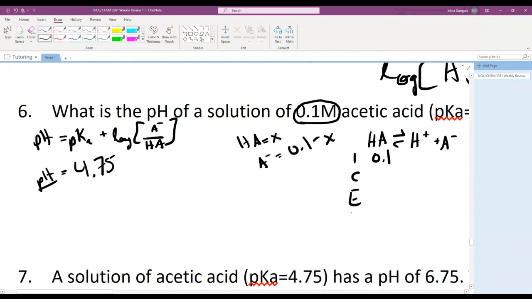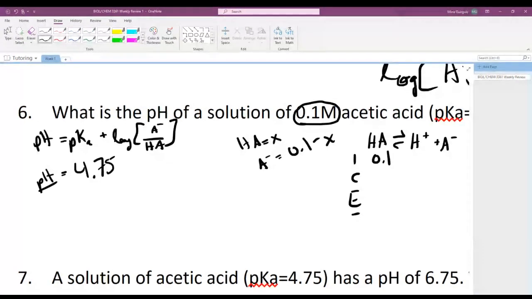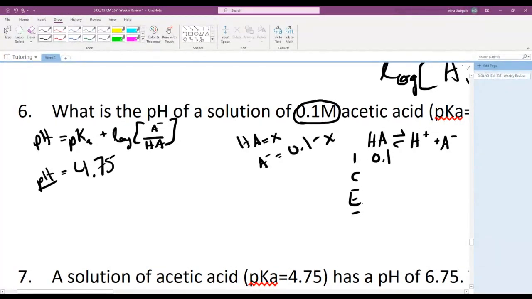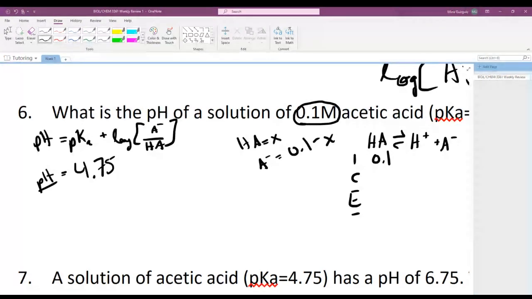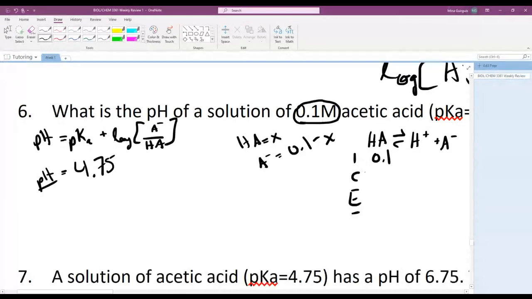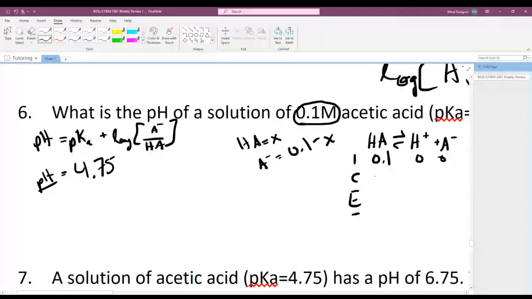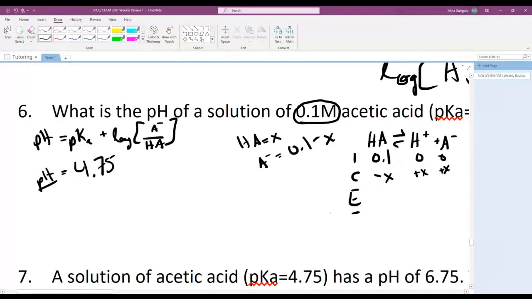We're not looking for the beginning concentration. We want the equilibrium concentration. So I'm going to get to the questions in a second. I just want to make sure I explain this topic well, okay? So we start with 0.1 and 0 and 0. Now I know based on what we did in Gen Chem that this is going to be minus x, right? So now I have 0.1 minus x, and x, okay?